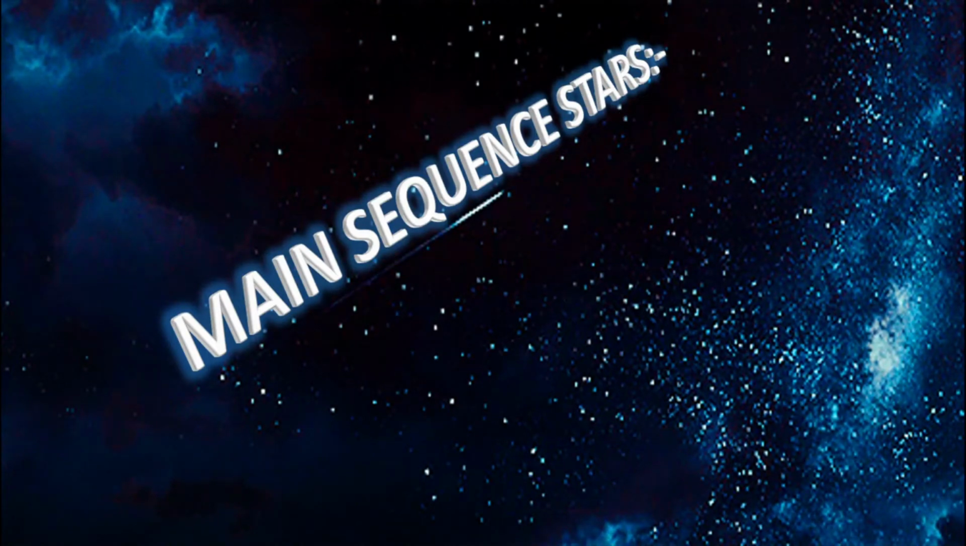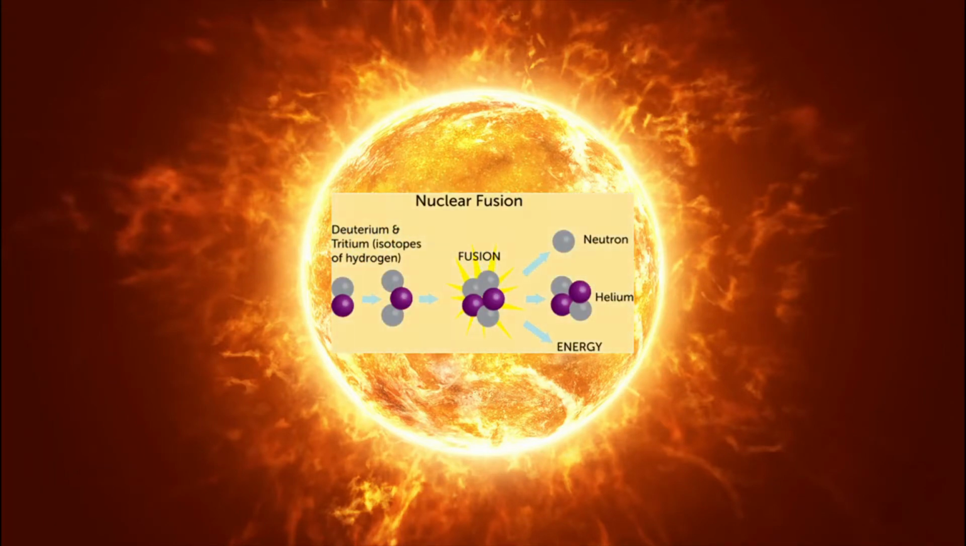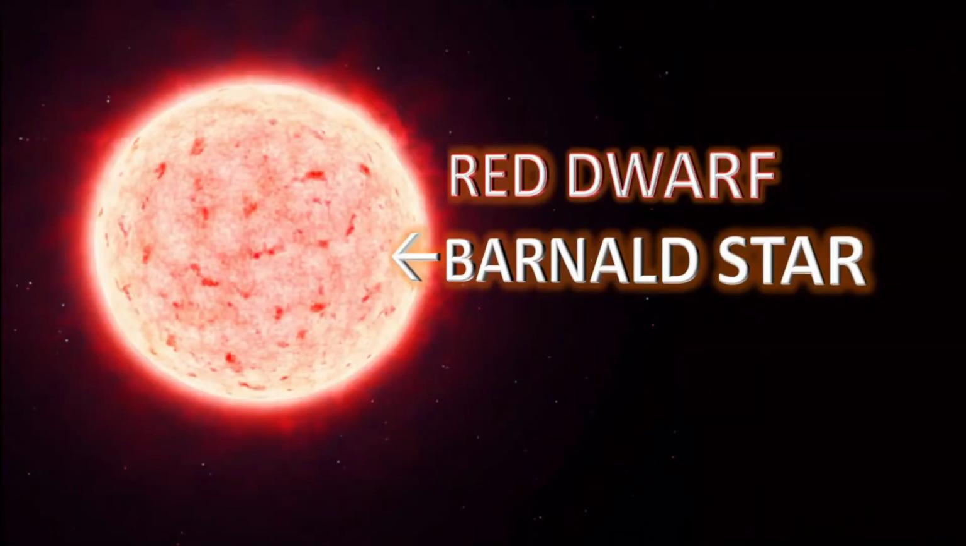Number 4. Main sequence stars. Stars like our Sun, which are the most numerous true stars in the universe. It generates thermal energy in its dense core region through the nuclear fusion of hydrogen into helium. These include dwarf stars, yellow dwarfs like our Sun, and red dwarfs like the one which is closest to our solar system, the Barnard star.